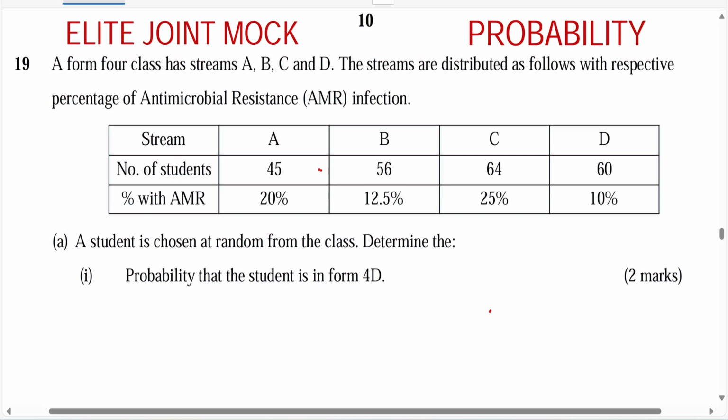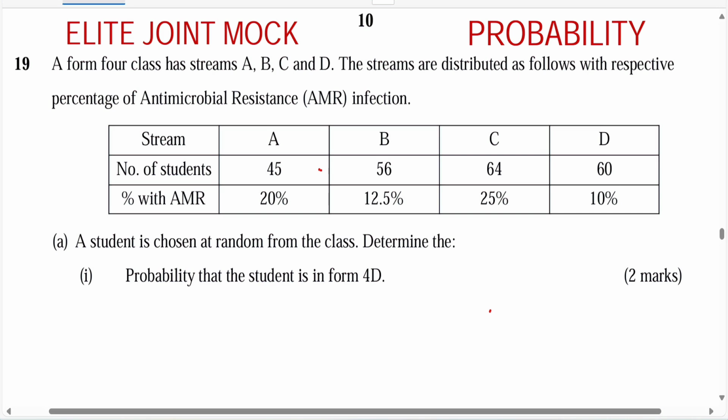4 streams, that is Form 4A, Form 4B, Form 4C, and Form 4D. The streams are distributed as follows with respective percentage of antimicrobial resistance (AMR) infection. The number of students in stream A is 45, for B is 56, for C is 64, and for D is 60. The percentage with AMR is 20%, 12.5%, 25%, and 10% for D.